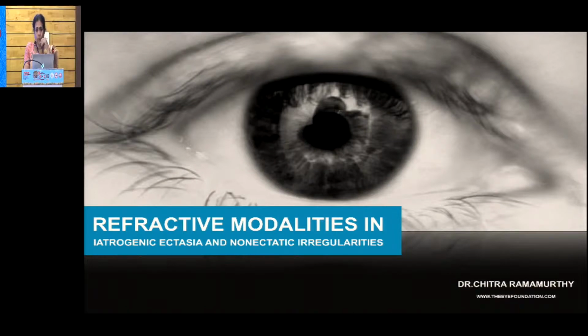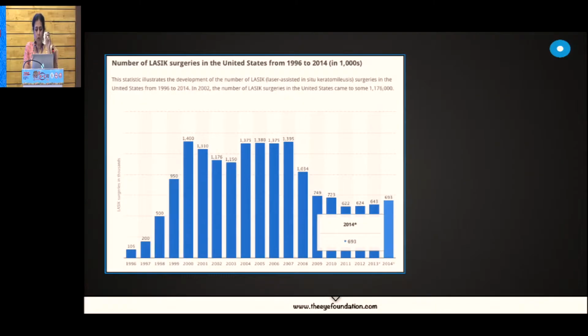How are you going to visually rehabilitate these patients with iatrogenic ectasia and non-ectatic disorders, non-ectatic irregularities? This was a study which was done wherein they tried to look at the way the different options of surgical procedures were adopted in the US and Europe, and it was seen that up to 2007 there was a lot happening with blade LASIK and then on to femtosecond laser flaps.